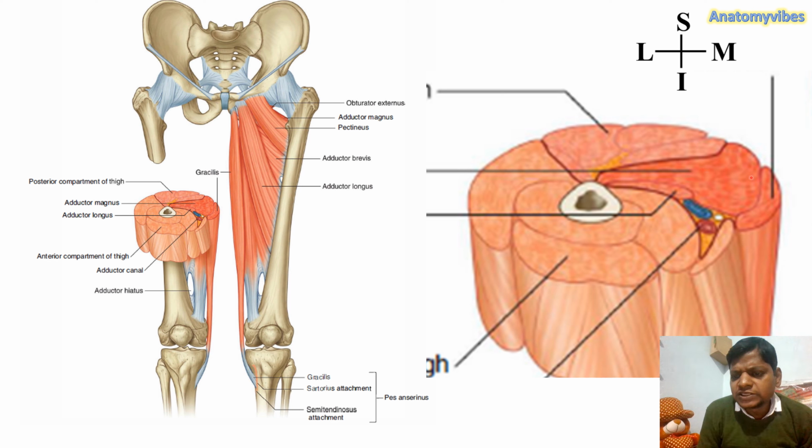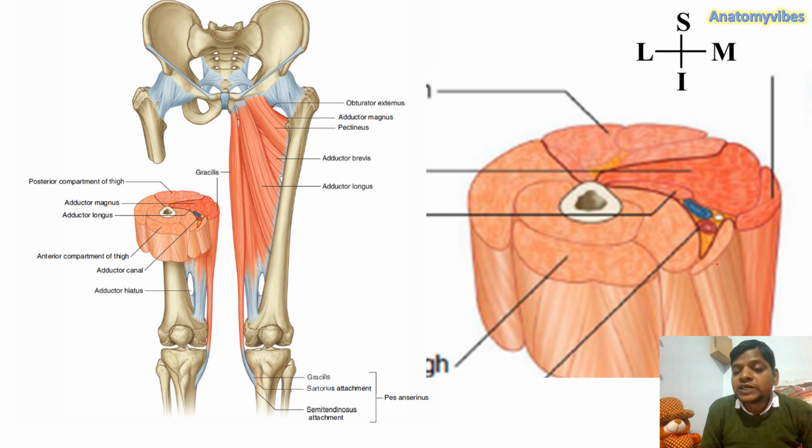So this is the medial side, medial compartment muscle. What are the muscles of the medial compartment? This is showing the gracilis, and here these two muscles, adductor longus and adductor magnus. This is adductor longus muscle and this is adductor magnus, and this is the region of adductor canal or subsartorial canal or Hunter's canal.